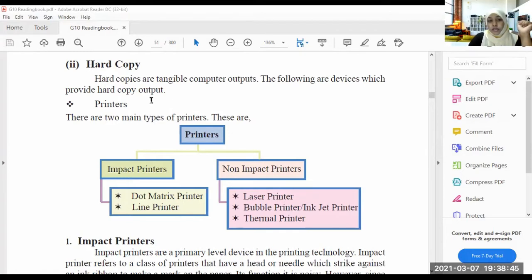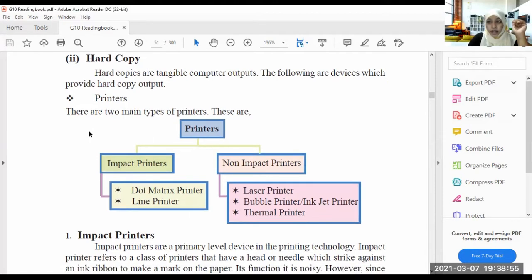So, first device is the printer. There are two types of printers, and those two types are impact printers and non-impact printers. Impact printers, examples are dot matrix printers and line printers, right? Non-impact printers are laser printers, bubble printer or inkjet printer, and thermal printer. So there are differences between all these printers, right?